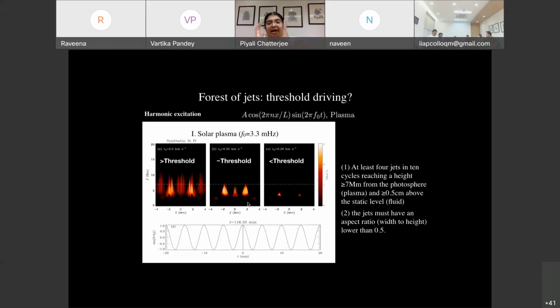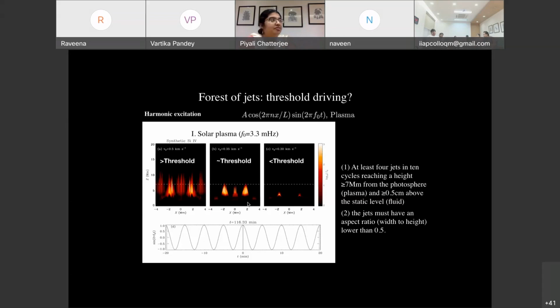And now we want to do parallel experiments between these two systems. So we saw there was some amount of mathematical similarity, but now we want to establish the phenomenological similarity. So we basically want to see that we see a forest of jets. There are so many spicules on the sun at any point in time, millions of them. So do we also see a forest of jets in our laboratory, in that Petri dish?